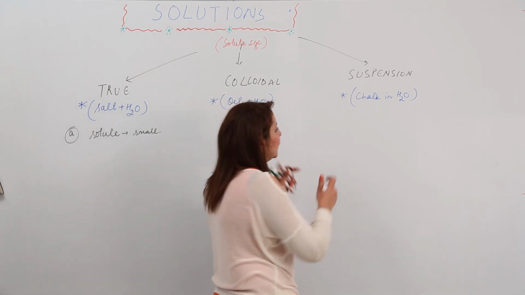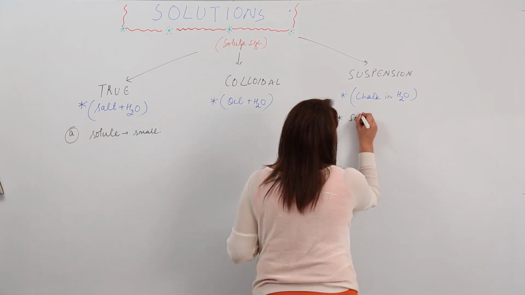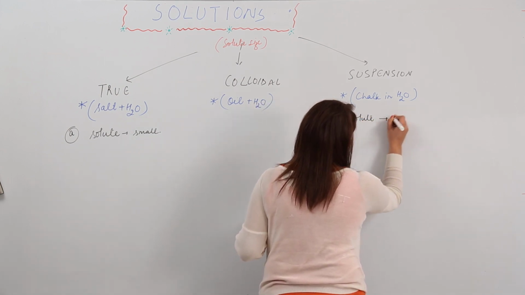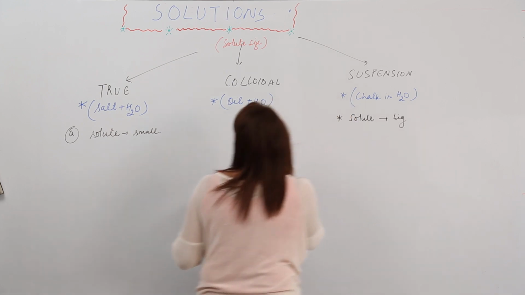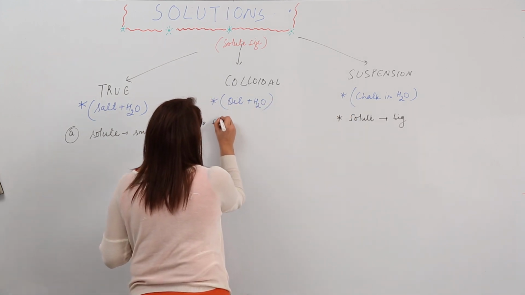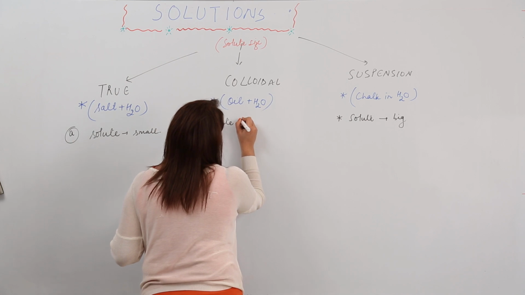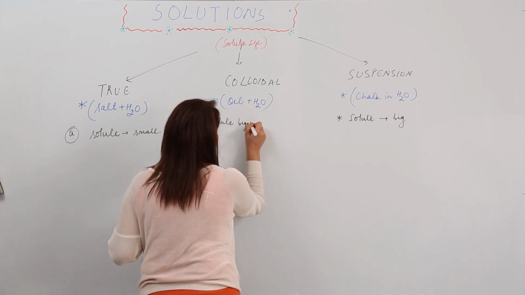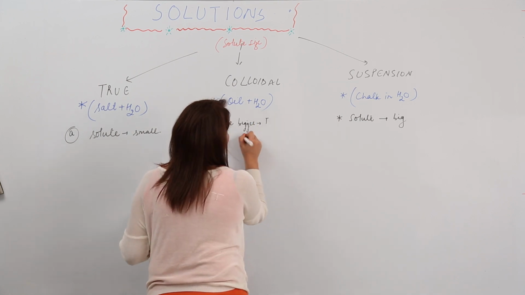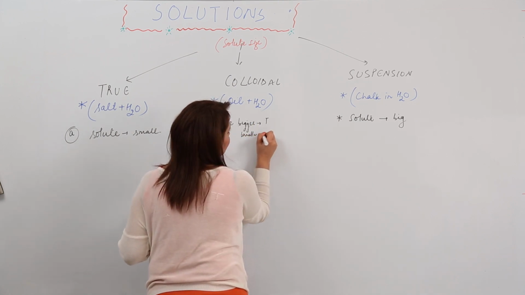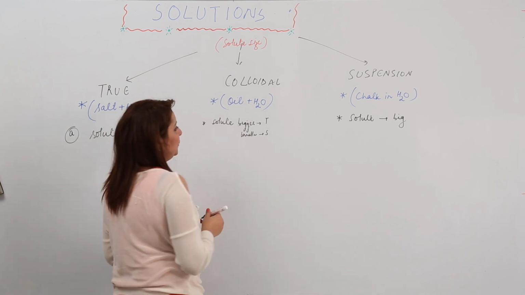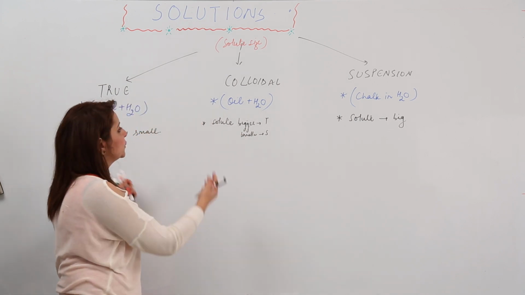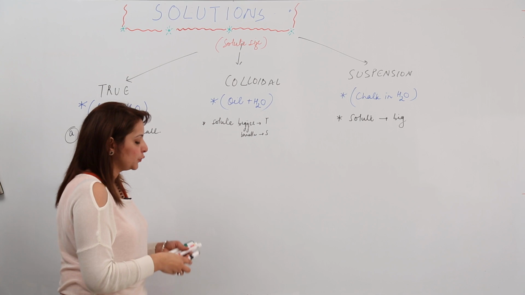The suspension is one in which the solute size is too big. And in the colloidal one, the solute size is bigger than the true one, but smaller than the suspension, right? So that means the solute size is intermediate between the true solution and the suspension, right?